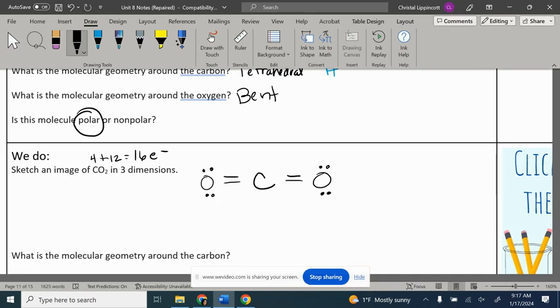What is the geometry around here? I have 2 atoms attached to a central atom. No lone pairs. Linear, correct.